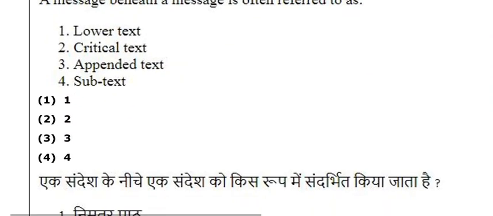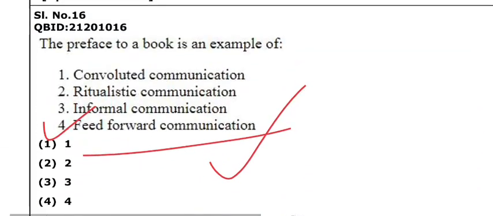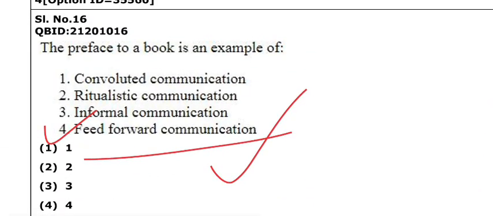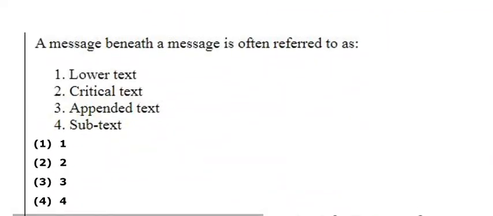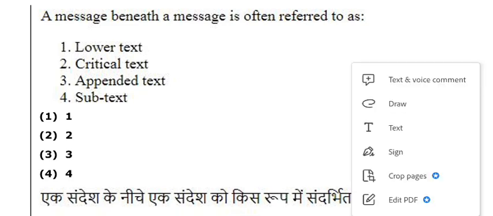Next, 17 says, wait, 16 done. Yes, 16 done. Now 17. It says, a message beneath a message is often referred to as what? Lower text, critical text, appended text, subtext. It will be called a subtext.